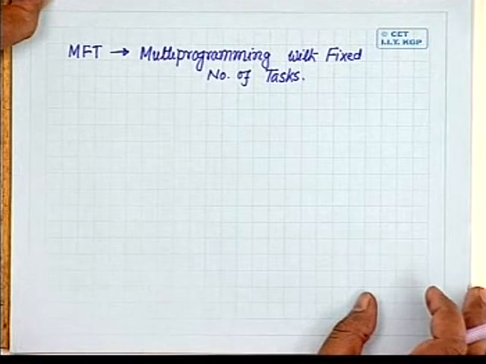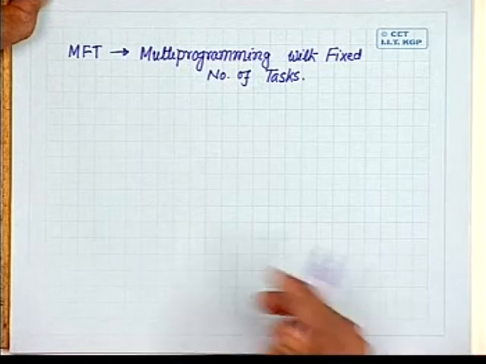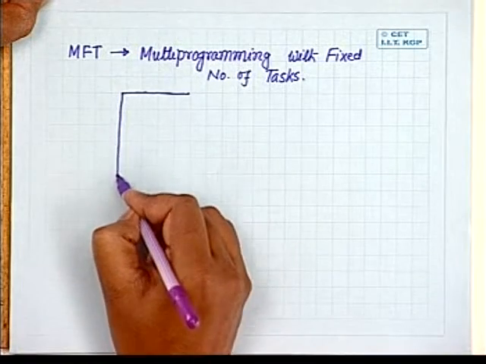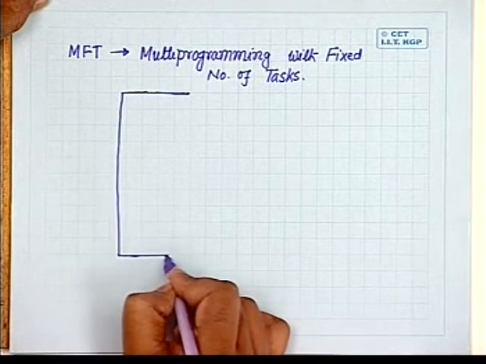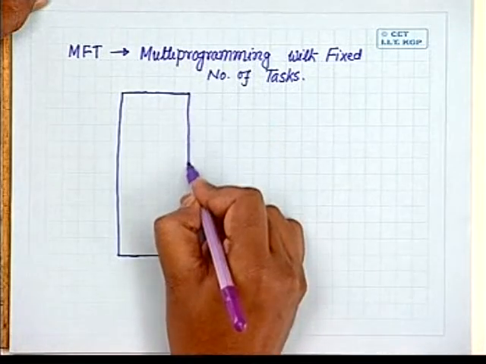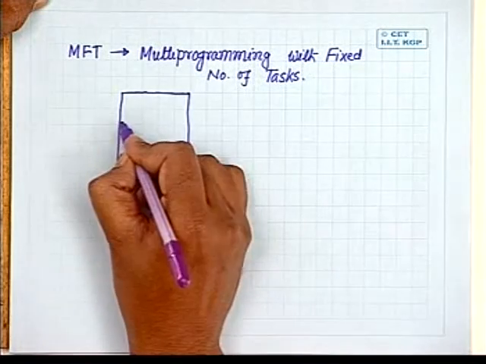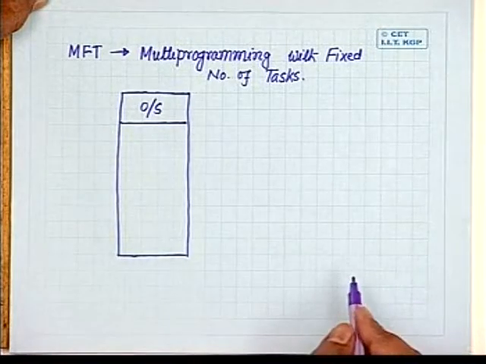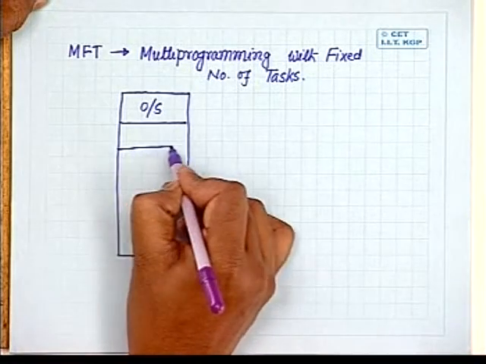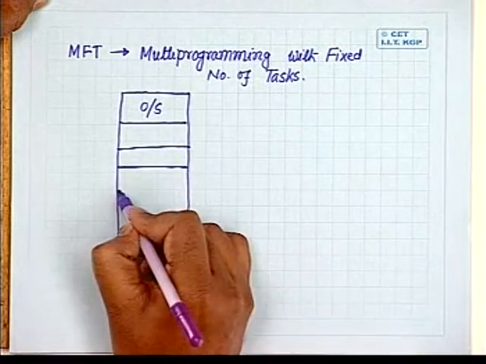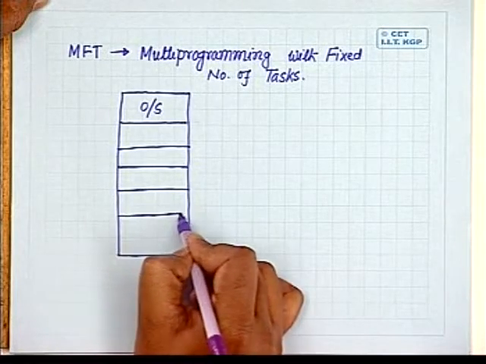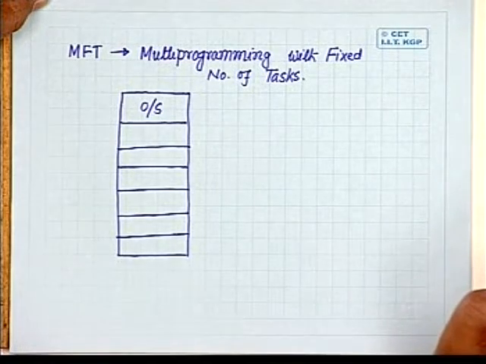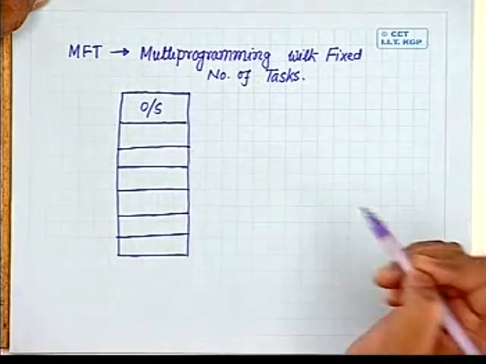Okay. So in case of MFT, what is done is the main memory is divided into a number of partitions, not only 3. One partition will obviously be allocated to the operating system, and the remaining user area is divided into a number of partitions. Maybe these partitions are of equal size, or different partitions may be of different size. In general, let us assume that I have different partitions which are of different size.